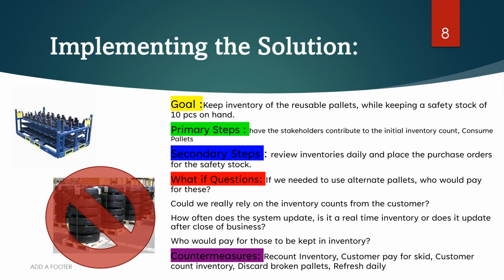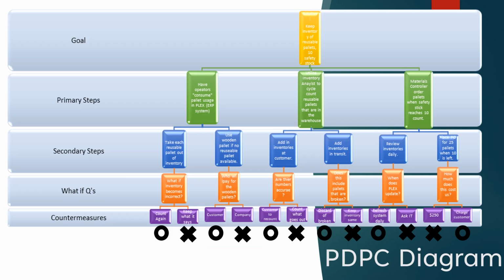How often does the system update? And who's going to pay for this? Countermeasures are to have the customer pay for it or raise our prices on materials. Probable plans I marked with an O.